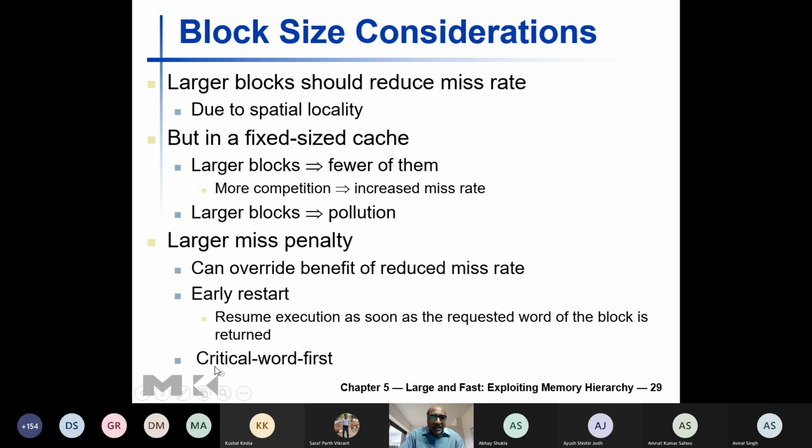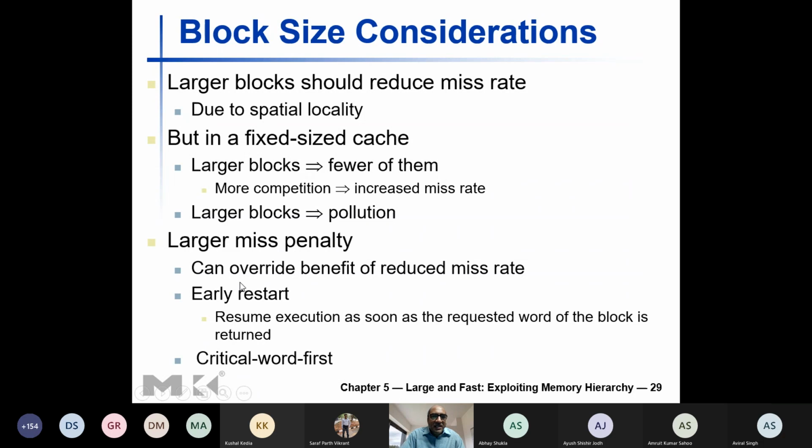Similarly, the other one is critical word first. Critical word first means, suppose you require the fifth word in a particular block and that block is not available in the cache, then it results in a miss. When you are bringing that block in, since you know that this fifth word is required by the CPU, first you fetch the fifth word, the critical word, whatever word is required by the CPU. You pass it on to the CPU, and later you bring the remaining words into the cache and then place that block in the proper order. That is critical word first.